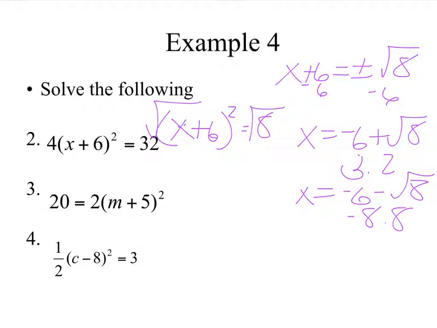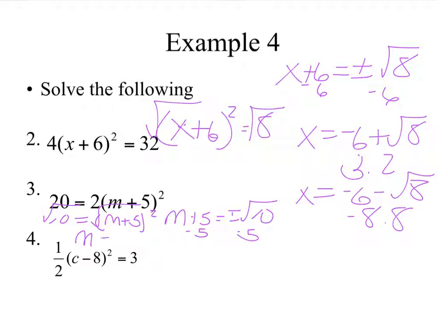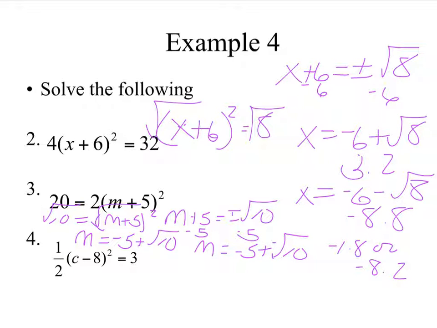Number 2, I'm going to divide each side by 2. So 10 equals m plus 5 squared. Square root each side. So m plus 5 equals positive negative square root of 10. Subtract 5 from each side. So m equals negative 5 plus the square root of 10, and m equals negative 5 plus negative square root of 10, however you want to write it. The two decimals you should end up with are negative 1.8 or negative 8.2.